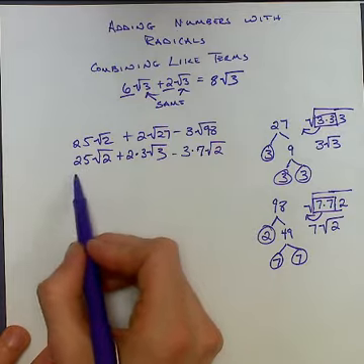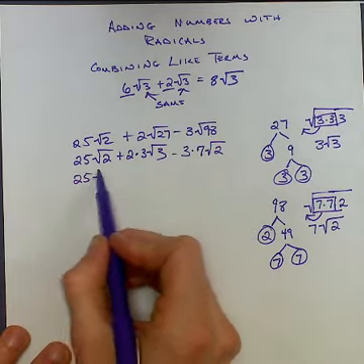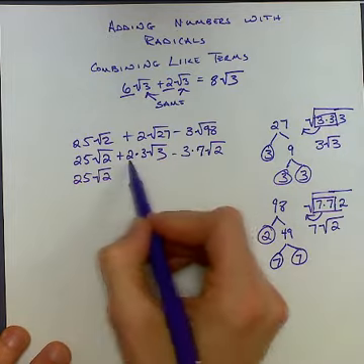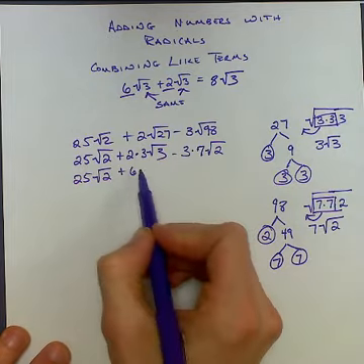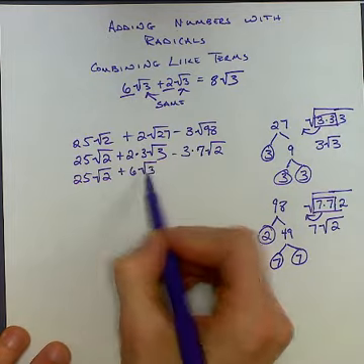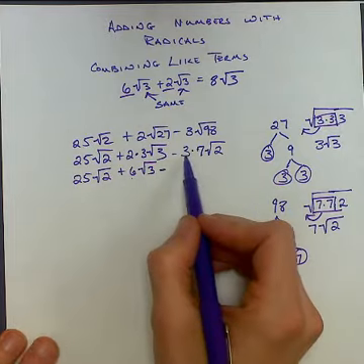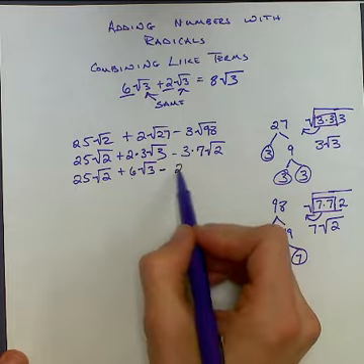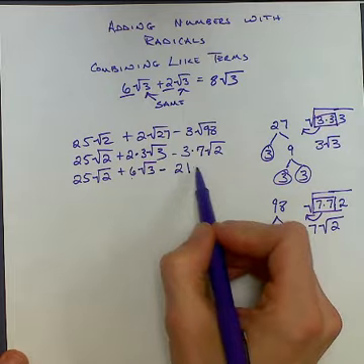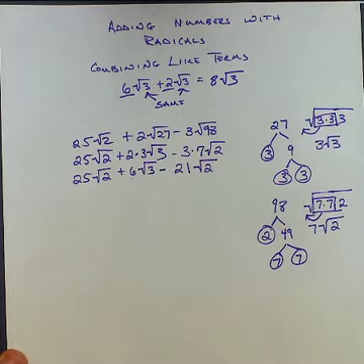I cannot simplify this first term, so I just write it down, but I can do 2 times 3, which would be 6. So my middle term is now 6 times the square root of 3. My last term, I can multiply the 3 and the 7, which is 21 times the square root of 2.